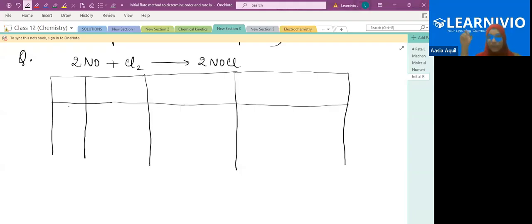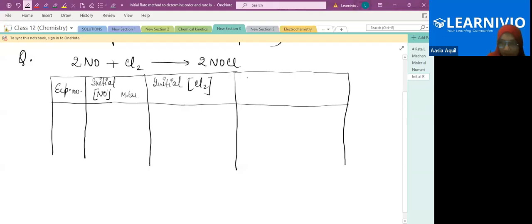From the equation, we just put in the stoichiometry. The third method is the initial rate method. Here the experiment number is given, along with the initial concentration of NO reactant in molar concentration, and the initial concentration of Cl2, again in molar. And here the initial rate of disappearance is given.